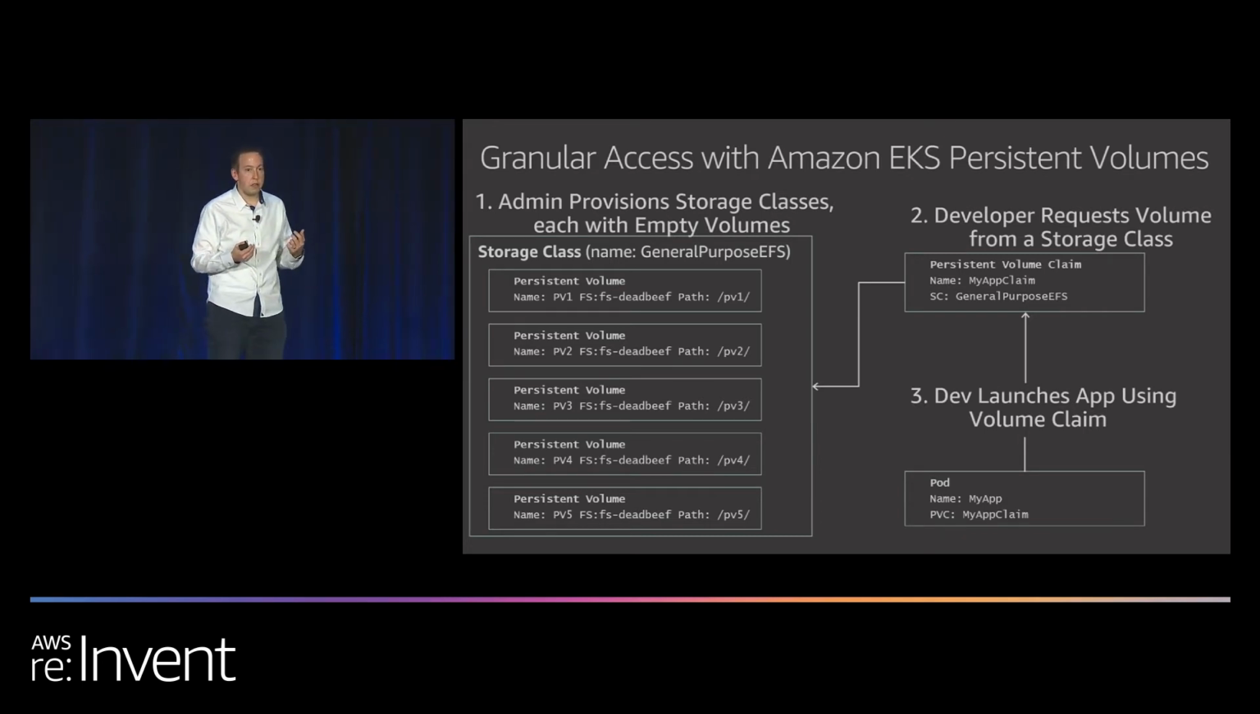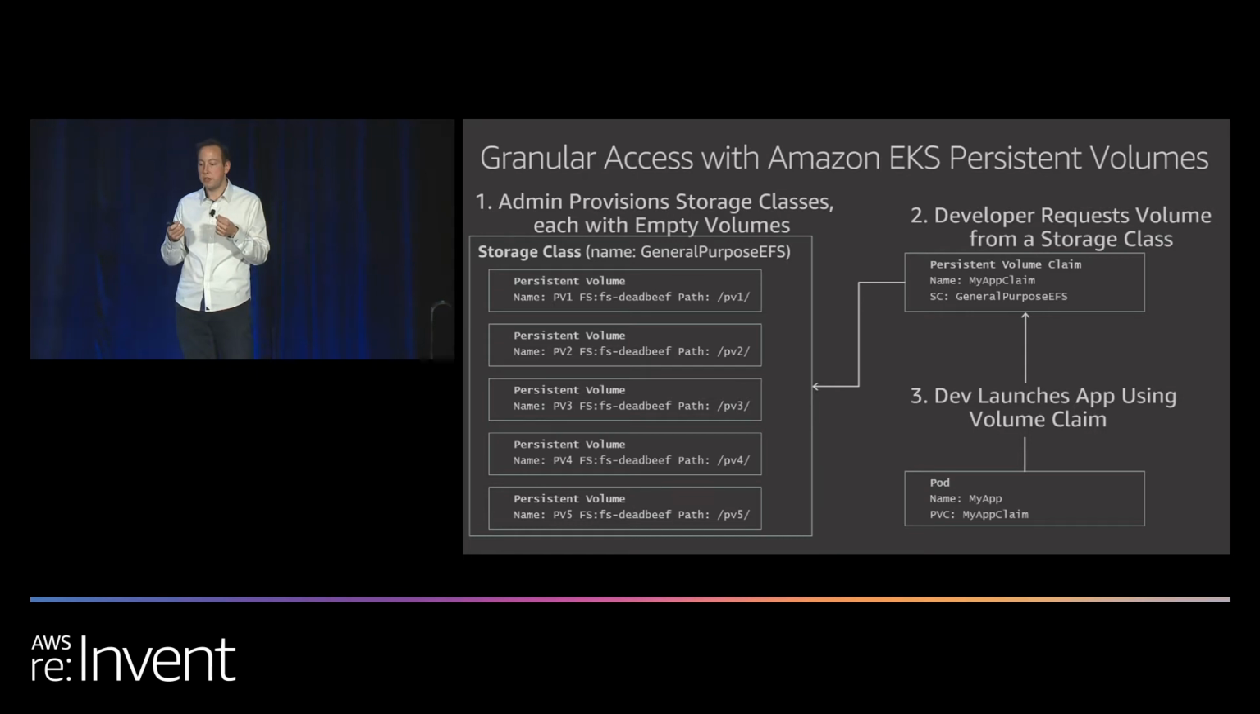So in the case of Kubernetes and Elastic Kubernetes Service, this is handled through the separation of duties that is built into Kubernetes with persistent volumes. This gets into all the mechanics of persistent volumes, but the important thing here is that with Kubernetes persistent volumes, the administrator upfront creates the file systems, creates paths within those file systems, and creates something called a persistent volume, which is an available storage resource that can be allocated to a developer when they launch an application.